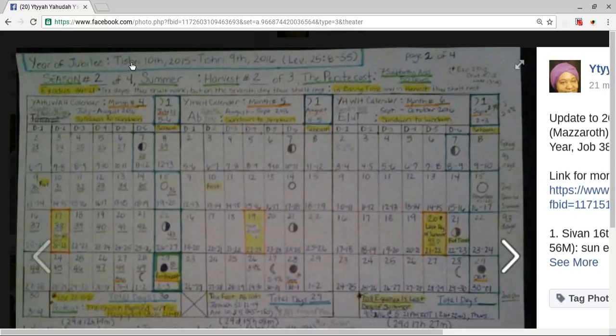This is my second calendar, and it's from the 4th, 5th, and 6th month. Right now, we are in the 6th month. Okay? This is season 2 because we're still in summer until we get into the fall equinox or the autumn equinox. And we already had a Pentecost in the 4th month, which is the second harvest of the 3.